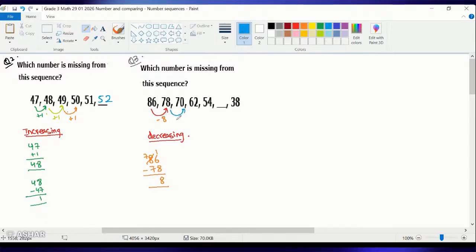78 minus 70, right? That's 8. And so on. So what should be 54 minus 8? This becomes 40, this becomes 14. This should be 6. The missing number should be 46. Okay.